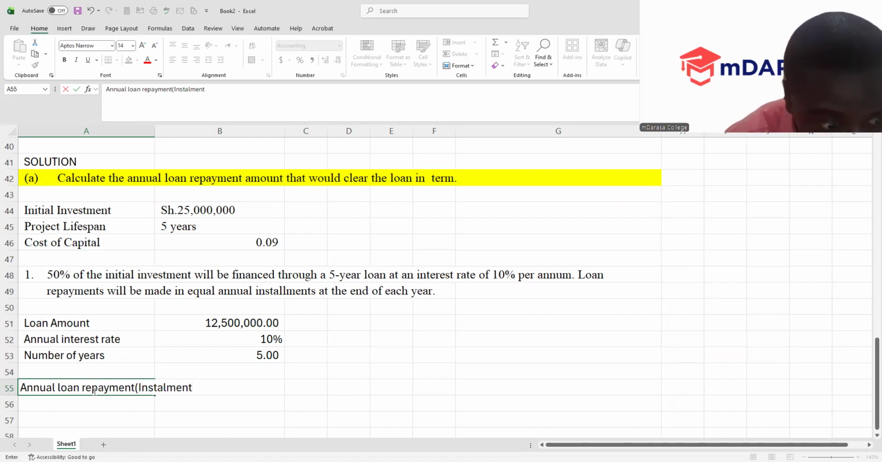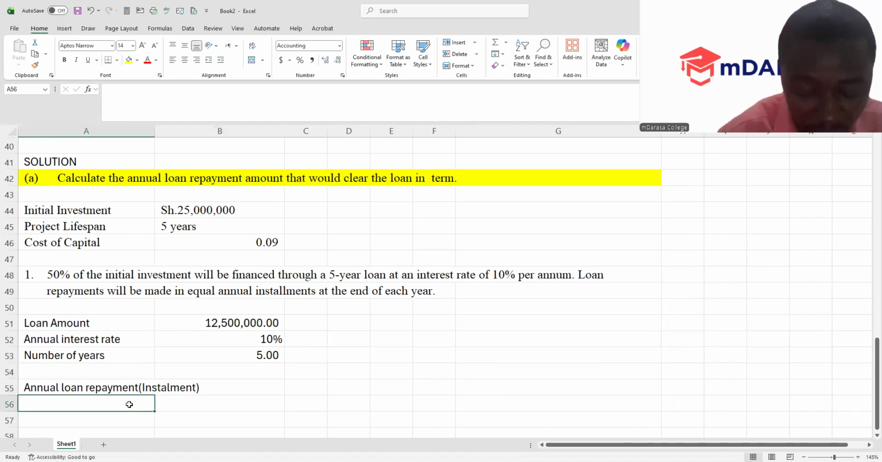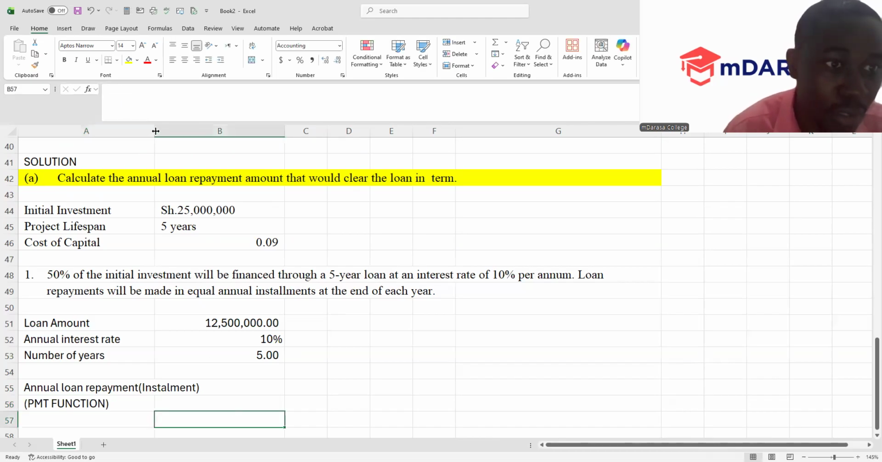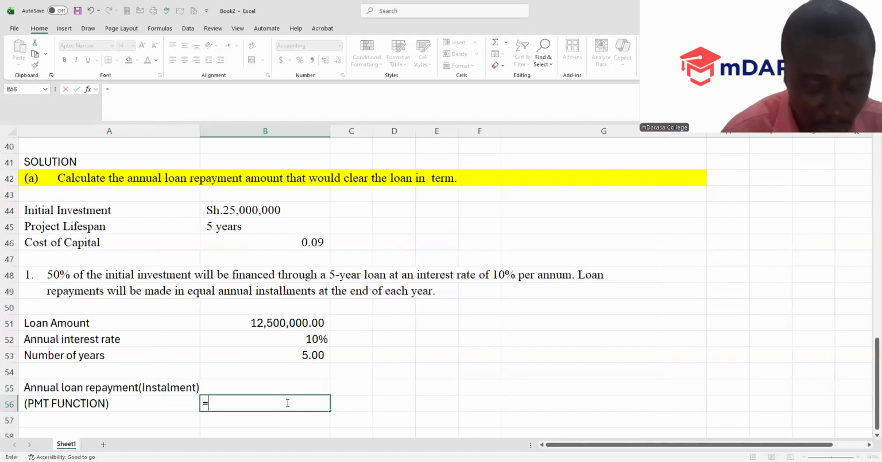At this point, how will we go about it? We will be required to apply what Mwalimu guided us, the PMT function. So what we're going to do here, we're going to apply our PMT function, payment function. Mwalimu guided us for this, so I won't repeat it again, but of course you're going to apply it here.